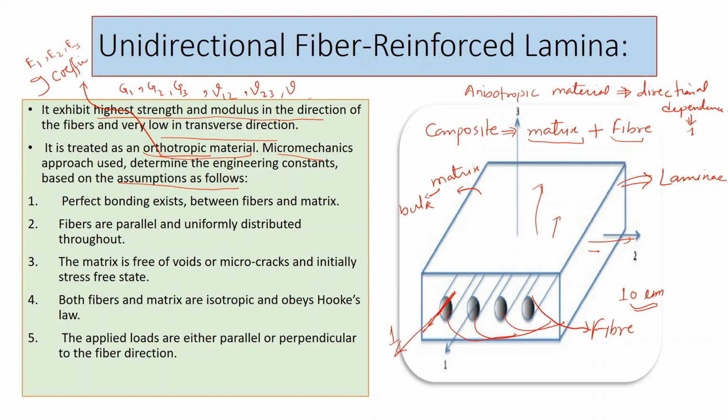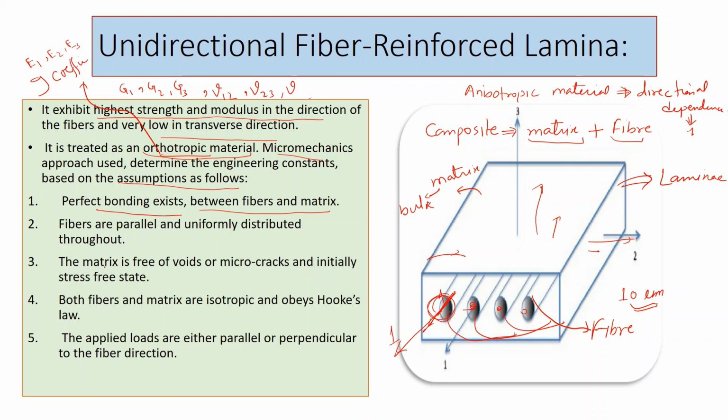The first assumption is that perfect bonding exists between the fibers and the matrix. So this is the fiber, these are the fibers, and this is the matrix. So there is perfect bonding. These fiber and matrix have a very nice bonding here. Fibers are parallel and uniformly distributed throughout. So this is parallel to this. It is oriented in a directional manner, not randomly.